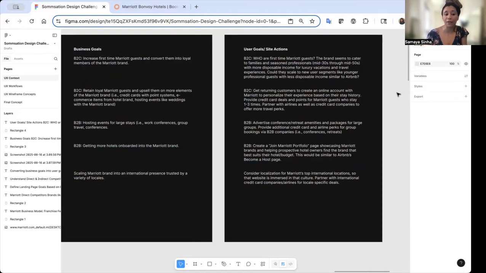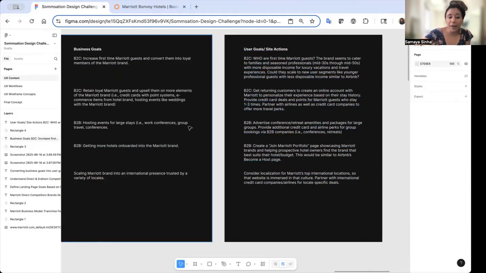So from a B2C perspective, we also need to retain loyal Marriott guests and upsell them on more elements of the Marriott brand. So credit cards and their point systems, e-commerce items from the hotel brands, and hosting events like weddings. So how do we, from the website and user perspective, get returning customers to create an online account with Marriott to personalize their experience based on their stay history and provide credit card deals and points for Marriott guests who stay at least 1 to 3 times in a year or maybe a couple of years. And maybe there are partnerships with airlines involved, as well as the credit card companies, to offer more travel perks.